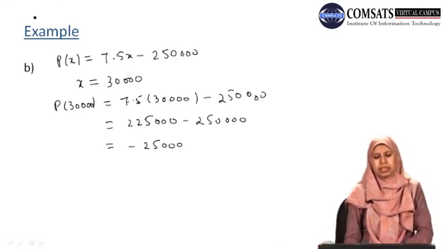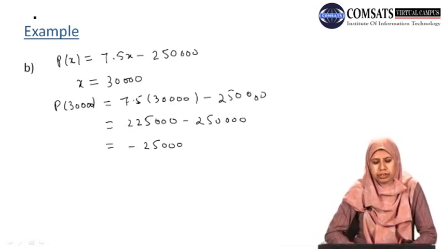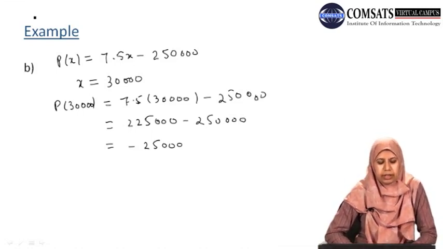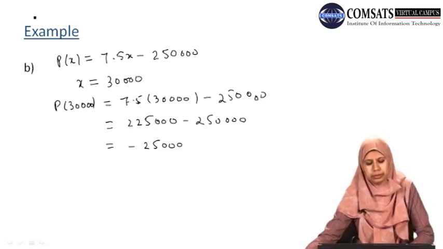So now we have seen that with the help of our simple cost function and revenue function, we can find our profit function, and simply by putting our profit function equal to 0, that is R of x equals C of x, we can obtain our break-even point or the zero point.